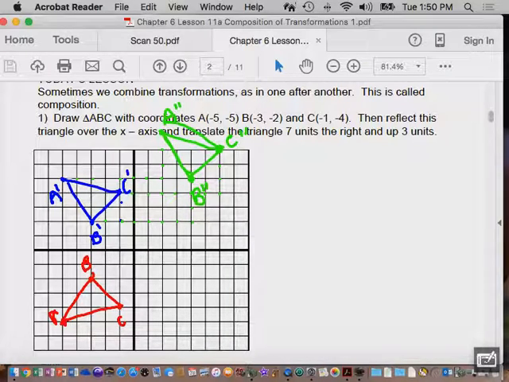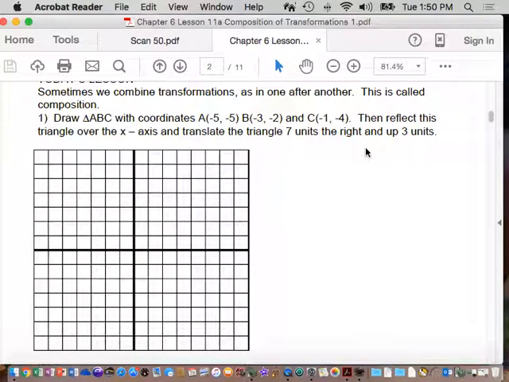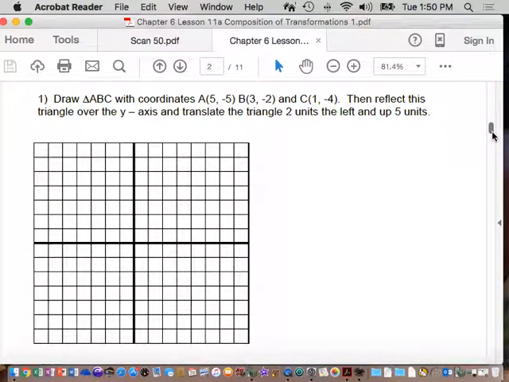Okay? Any questions about this? All right. The next graph down is another one. Go ahead, do the next graph down. This time you're going over the y-axis and a slightly different transformation.